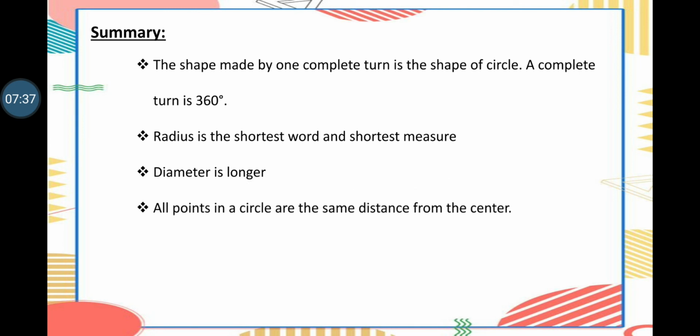All points in a circle are the same distance from the center. This means that when we take the central point in the circle, wherever we move the line, the distance will be the same from the center. My dear students, as we know the diameter is double the radius, so we can calculate the diameter by multiplying the radius by 2. And the radius is always half of the diameter. So to calculate the radius, we have to divide the diameter by 2.